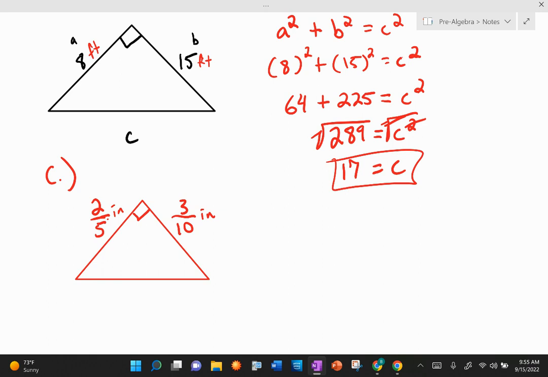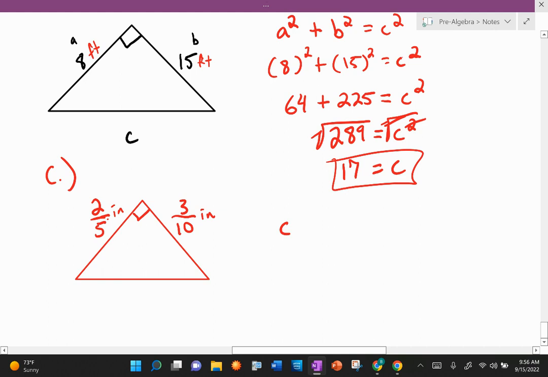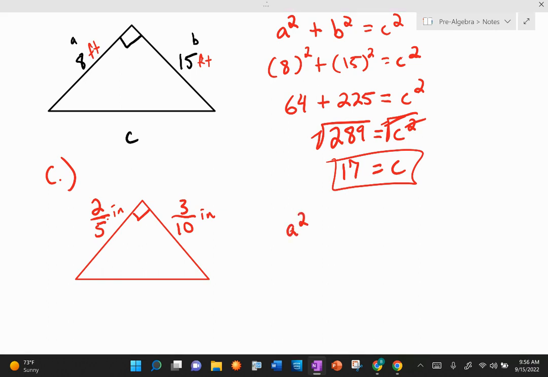Okay, so let's look at letter C. If you're still working on it, that's okay. I'll just get it set up. So we've got a squared plus b squared equals c squared. What's a?